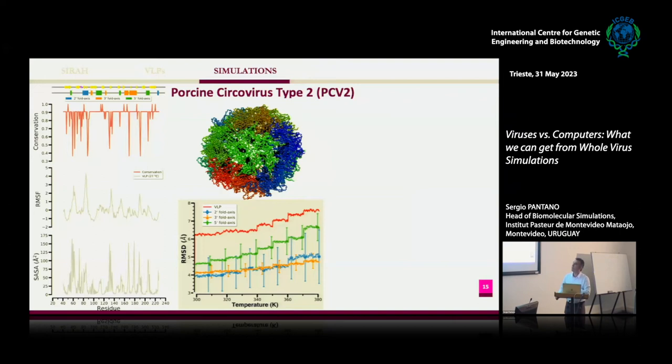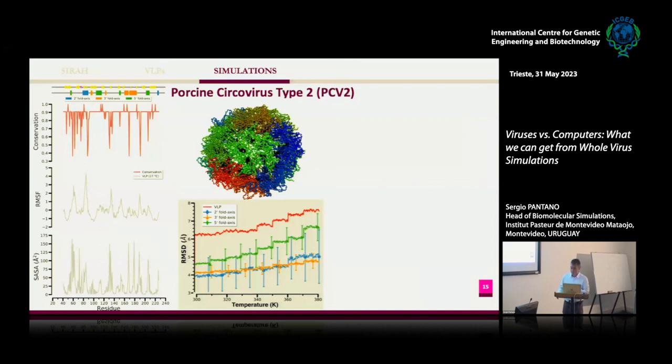These essentially are indications of where these amino acids are fluctuating more or less. So these peaks here tell you where this virus moves more with the temperature, so if there are regions which are more flexible or not. And then you can also combine this with an analysis along the simulations of the solvent accessible surface. So you can get an idea of the conservation, the flexibility, and the accessibility to the solvent.